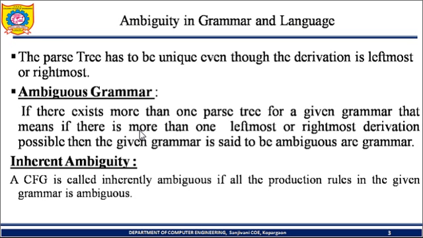One more concept related to the ambiguity of the grammar is inherent ambiguity. A CFG is called inherently ambiguous if all the production rules in the given grammar are ambiguous. Suppose 4 production rules are there and all those production rules are ambiguous, then we say that the grammar is inherently ambiguous grammar.